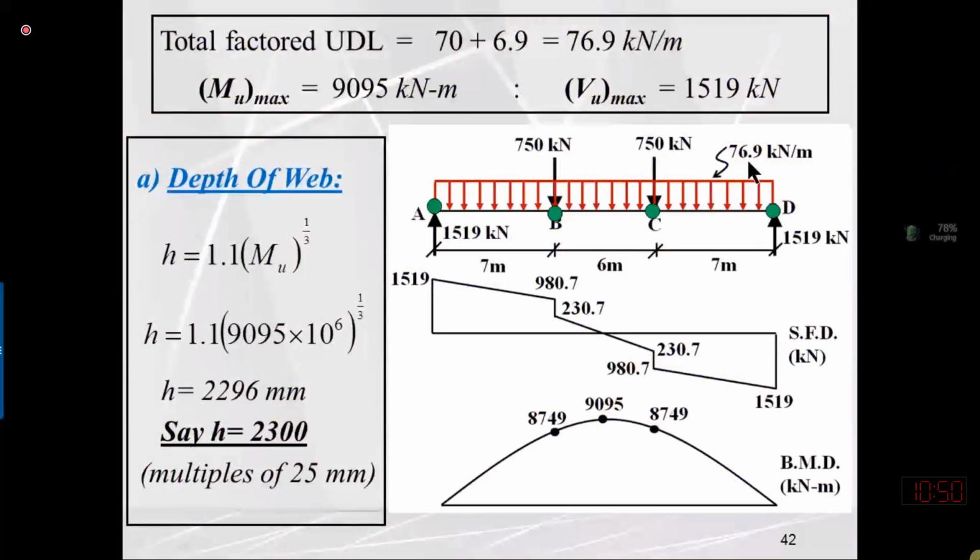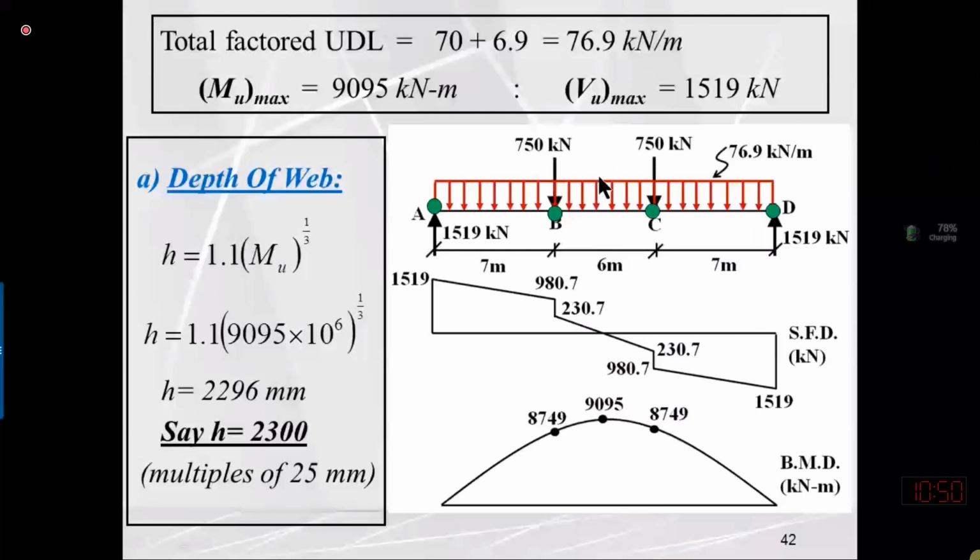So after considering the updated loading, we need to determine this force reaction. Force reaction will be equal to omega L by 2 plus this P load, which is 1519. So you can plot the shear force and bending moment diagram by the principle of superposition, that is well and good.